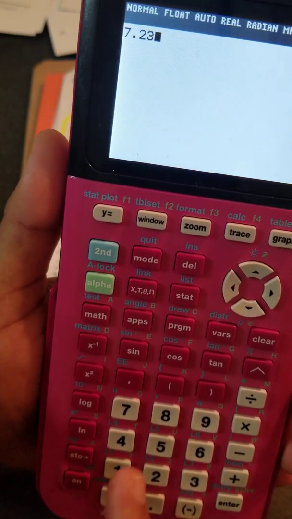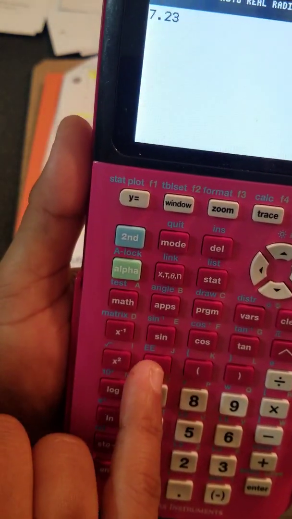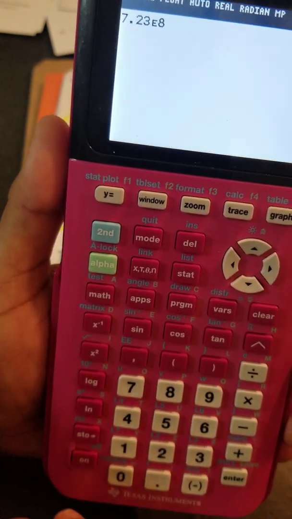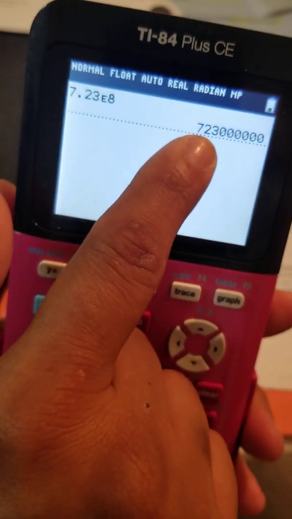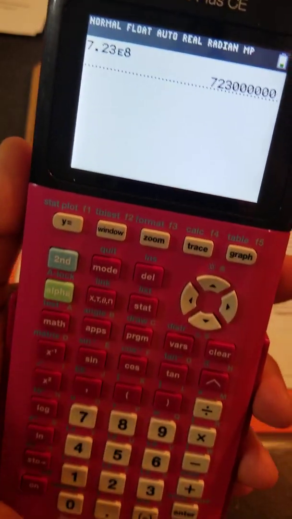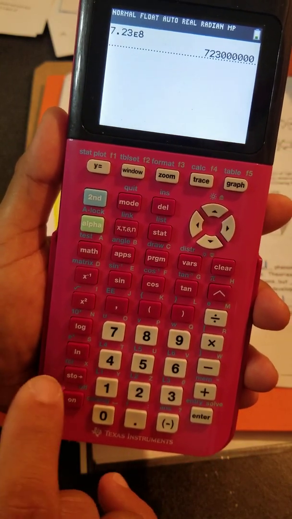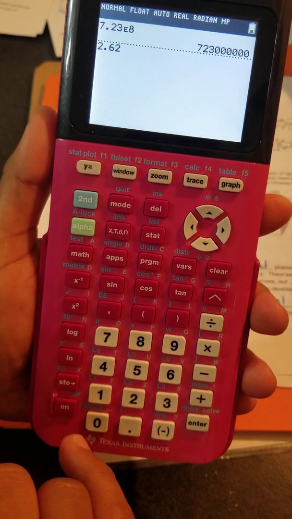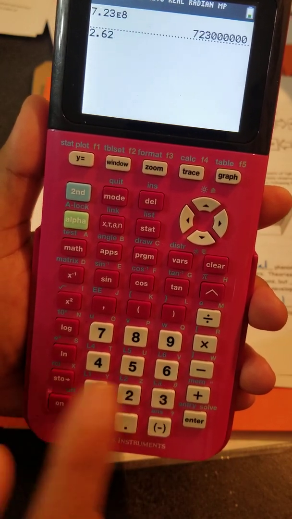But 7, just as an example, 0.23. Do not hit the times button. No. Second key, EE. That means times 10 to the 8th power. And that's the number written out in standard form; this is the number written out as scientific notation. One more time, just in case we're not that familiar with typing in scientific notation numbers. 2.62. Do not hit times 10. That's incorrect. You're going to get the wrong answer.